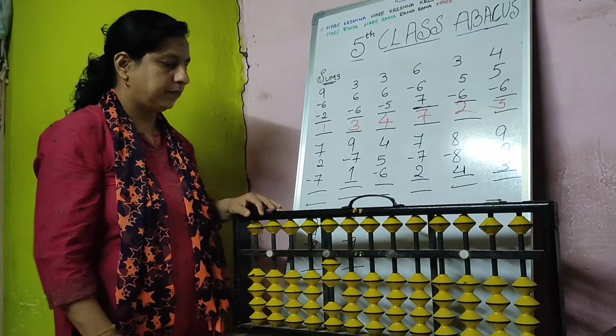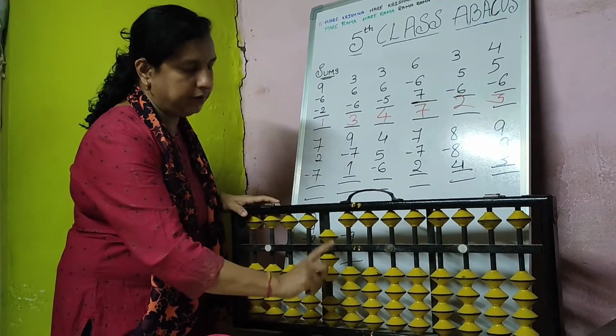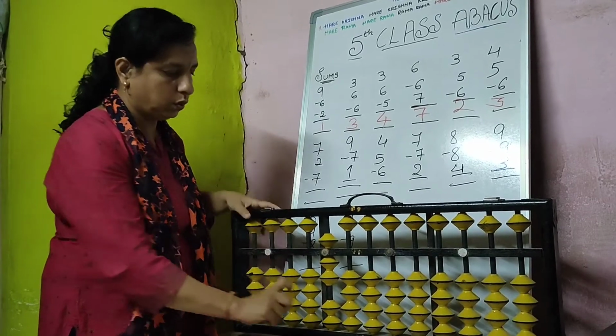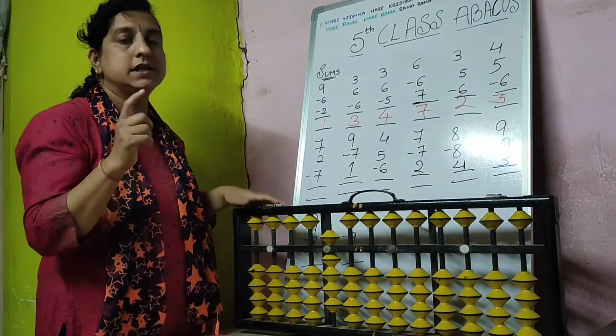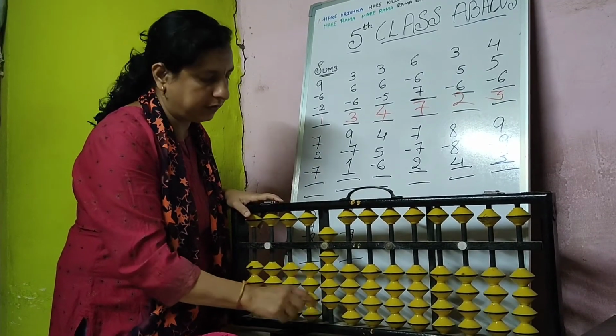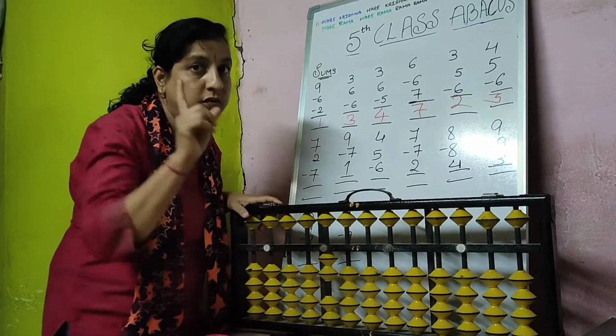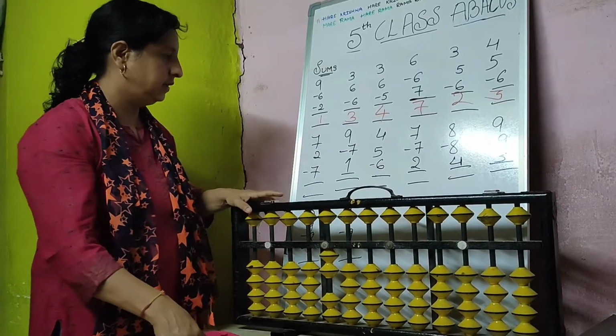Here, this sum I will explain one more time. 7: 1 upper bead, 2 lower beads, then plus 2 with the thumb finger. Then minus 7. Minus 7 means how to do that? 1 upper bead, 2 lower beads you have to cancel. For 6, 1 lower bead, 7, 2 lower beads. So my answer is 2.